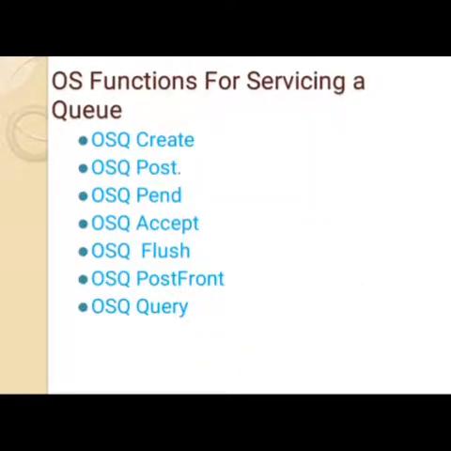So these are the OS functions for servicing a queue. We have 7 different OS functions for servicing the queue. That is OS queue create, OS queue post, OS queue pend, OS queue accept, OS queue flush, OS queue post front, and OS queue query. So these are the operating system functions for servicing a message queue. Now we will see each function in detail.